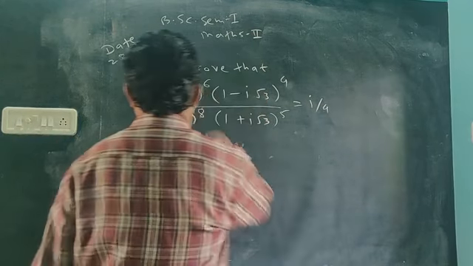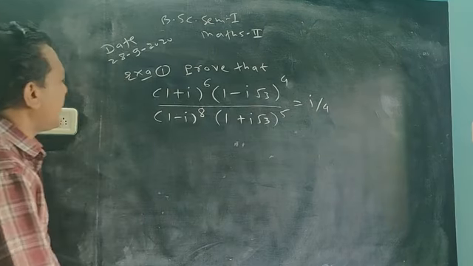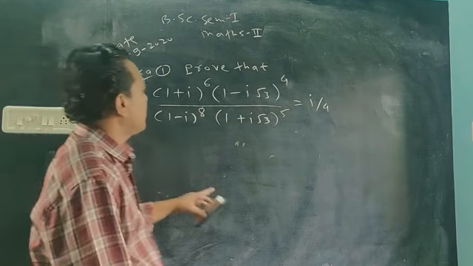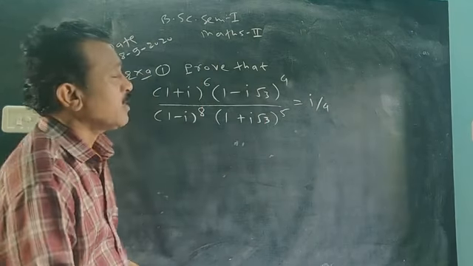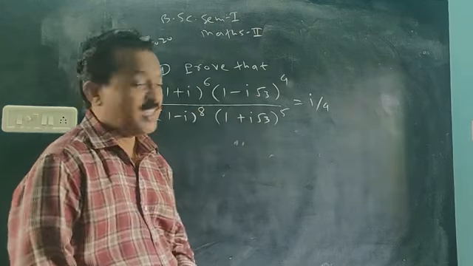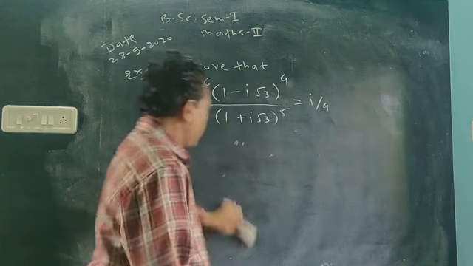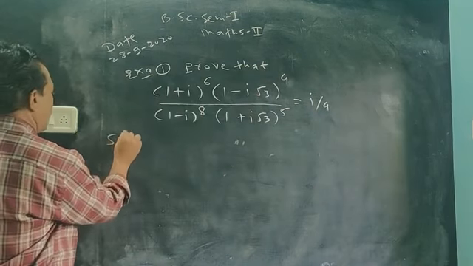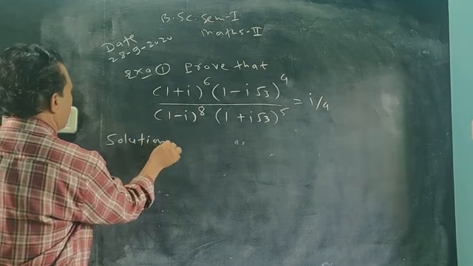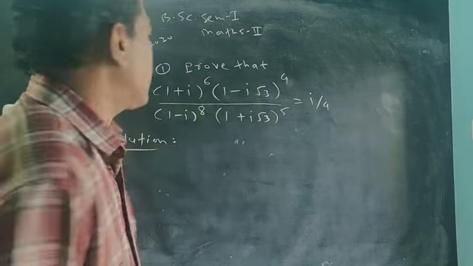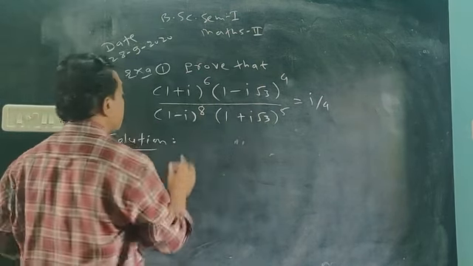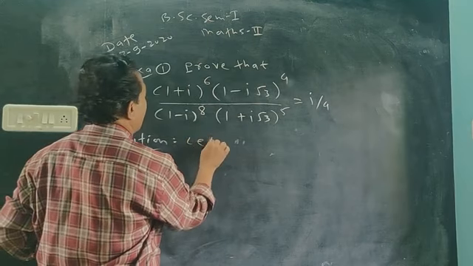Okay. So these 4 complex numbers: 1 plus i, 1 minus i, 1 plus i root 3, 1 minus i root 3. These numbers must be expressed in polar form first of all, because De Moivre's theorem depends on polar form. So every number must be in polar form. First of all, 1 plus i.